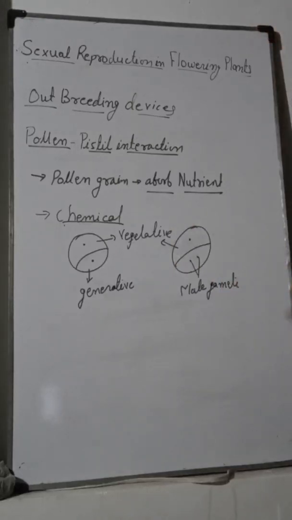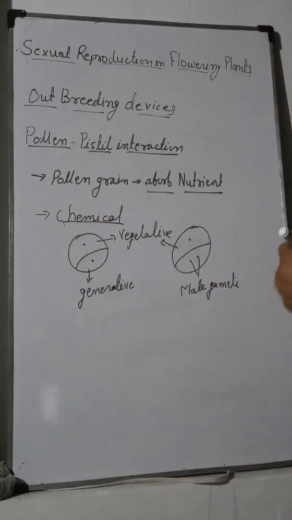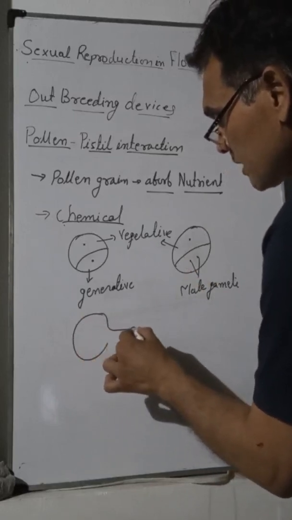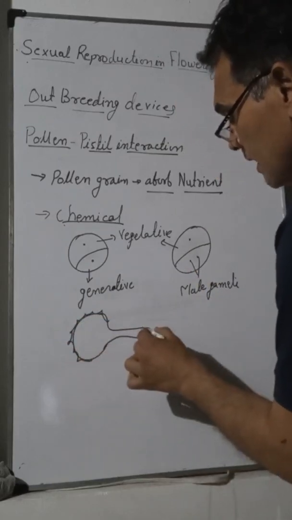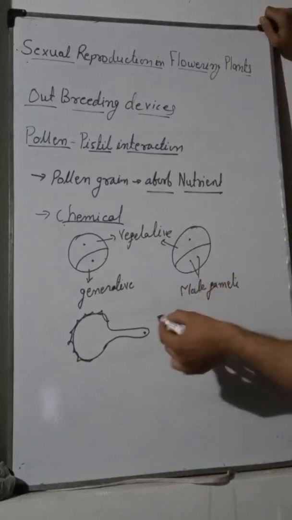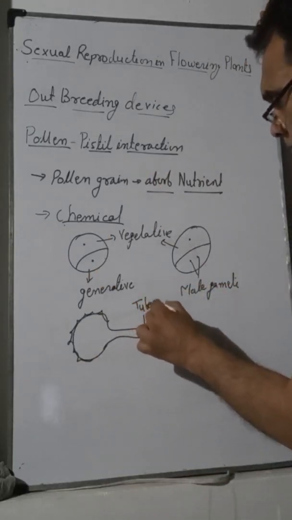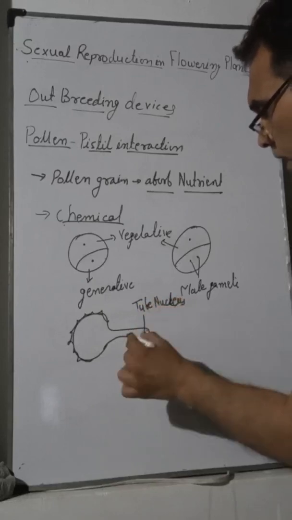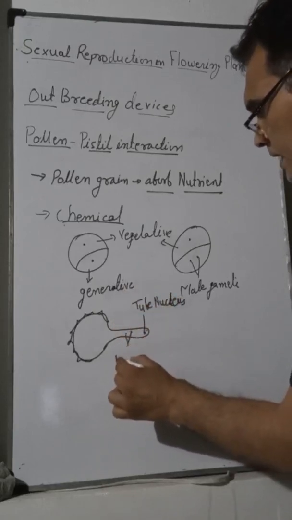If the right pollen grain reaches the stigma, this pollen grain forms a pollen tube through the germ pore, and the vegetative nucleus comes into the pollen tube, which is now called the tube nucleus, and behind that the generative nucleus comes down, which forms two male gametes.